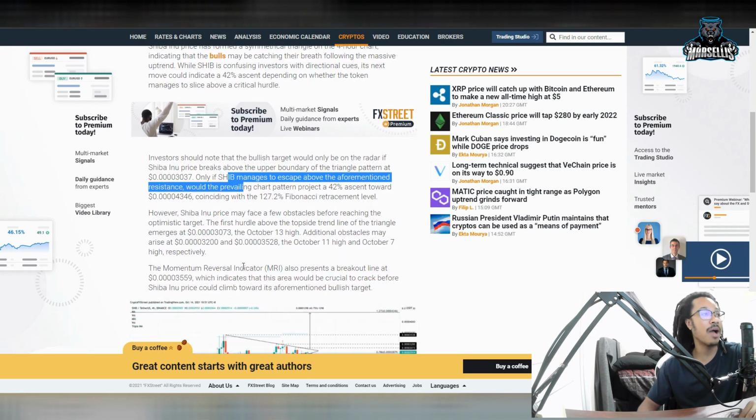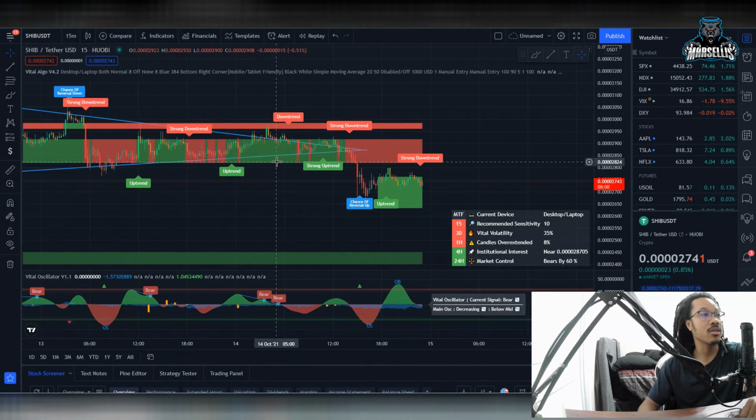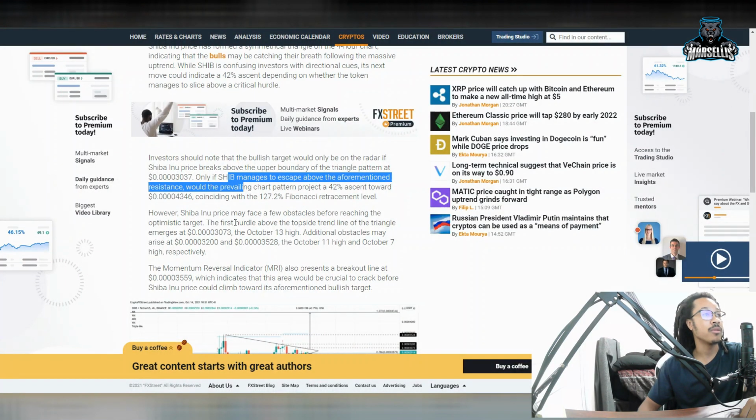coinciding with the 127.2 Fibonacci retracement level. So however, Shiba Inu price may face a few obstacles before reaching the optimistic target. The first hurdle above the top side trend line of the triangle emerges at the 0.000003073, only 4 zeros and then 3073, around the October 13th high. So they're saying, like, look, if we can pass 3073, then we're gonna be good here.